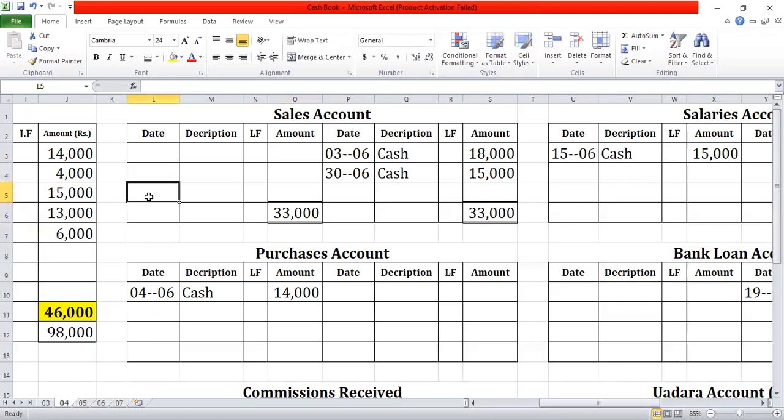Nothing to be deducted from the other side. So as at 30th of June, balance carried down is 33,000.